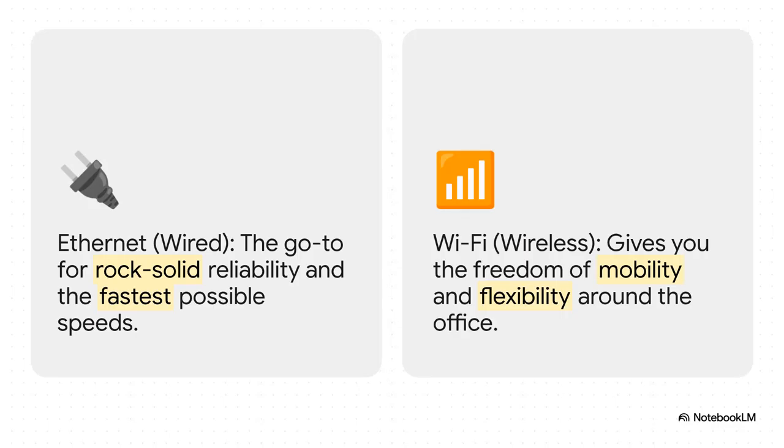So how do you actually plug into this local network? Well, you've really got two main flavors. You've got your classic Ethernet cable, the wired connection. This is your go-to when you need absolute rock-solid reliability and the fastest speeds possible. And then, of course, there's Wi-Fi, giving you that wonderful freedom to take your laptop to a conference room without being tethered to the wall. It's the ultimate trade-off, really. Do you want maximum stability or maximum mobility?